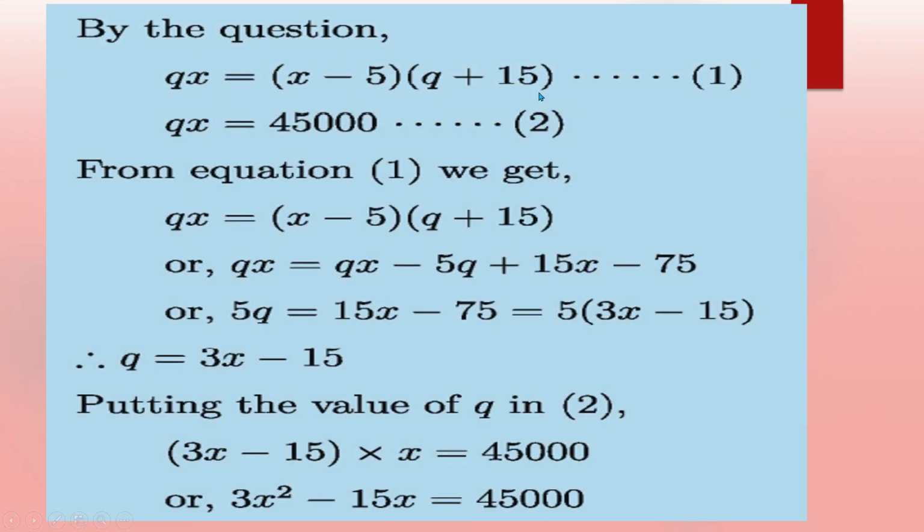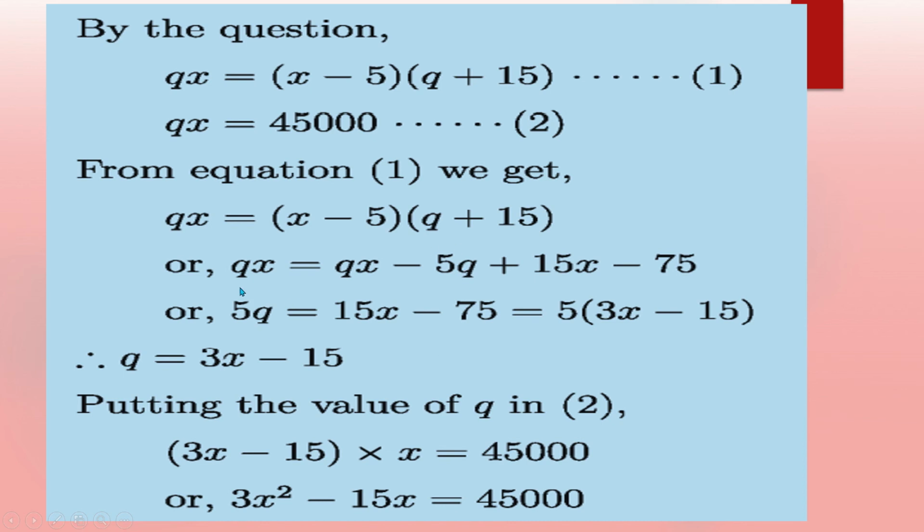Clear? So according to the question, one will be (q plus 15) into (x minus 5) is equal to this. This is equation number 1, and another one is qx equals 45,000. This is equation number 2. That means qx is equal to 45,000, so this also we can write qx, no problem. Now from 1 we get qx equals this. Now multiplying, here will be qx minus 5q plus 15x minus 75. Both sides qx cancel. Here will be 15x minus 75.